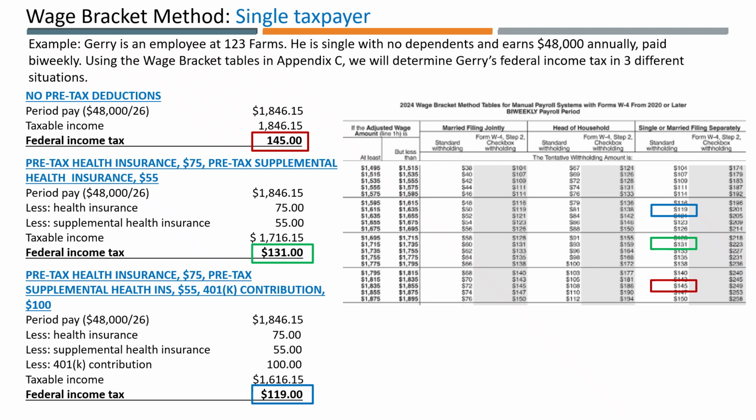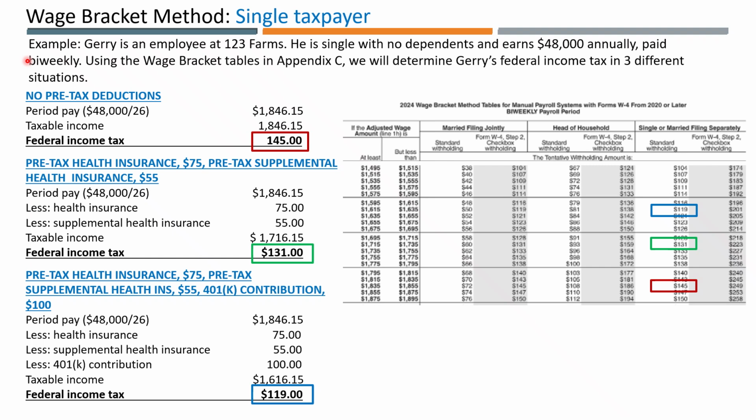Here we have an example for Jerry, who's an employee at 123 Farms. Jerry is single with no dependents and earns $48,000 annually, paid biweekly. We'll use the wage bracket tables in Appendix C to determine Jerry's federal income tax in 3 different situations.